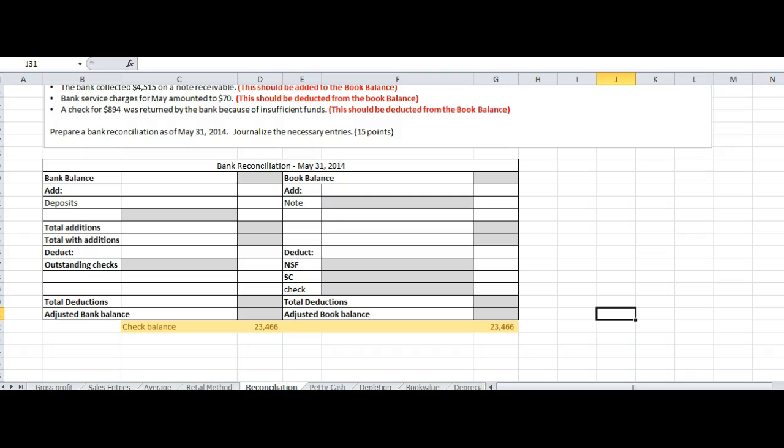The reconciliation is just like the one that was in the other review or one of the homework problems, so look that up and see how it works.